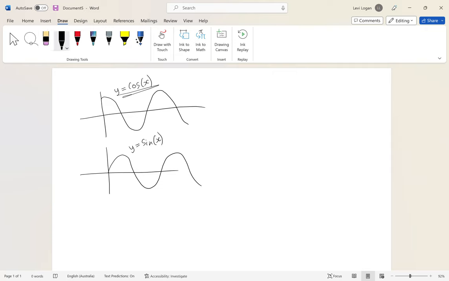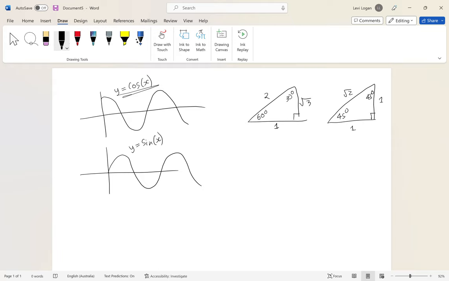You also need to be familiar with these special triangles, specifically the 60-degree triangle with the 30 degrees with root 3, 1, 2, and the 45-degree triangle. So 45, 45, root 2, 1, 1, and these are all 90 degrees.